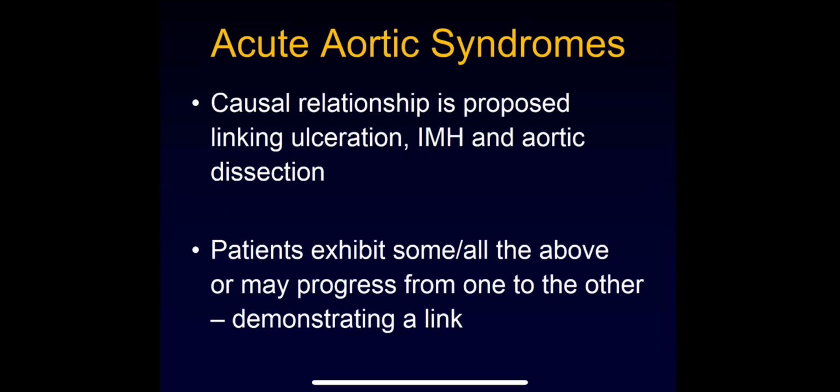A causal relationship is proposed which links ulceration to intramural hematoma and aortic dissection. Patients exhibit some or all of these findings and may progress from one to the other, demonstrating that there is a link between ulceration, intramural hematoma, and aortic dissection.